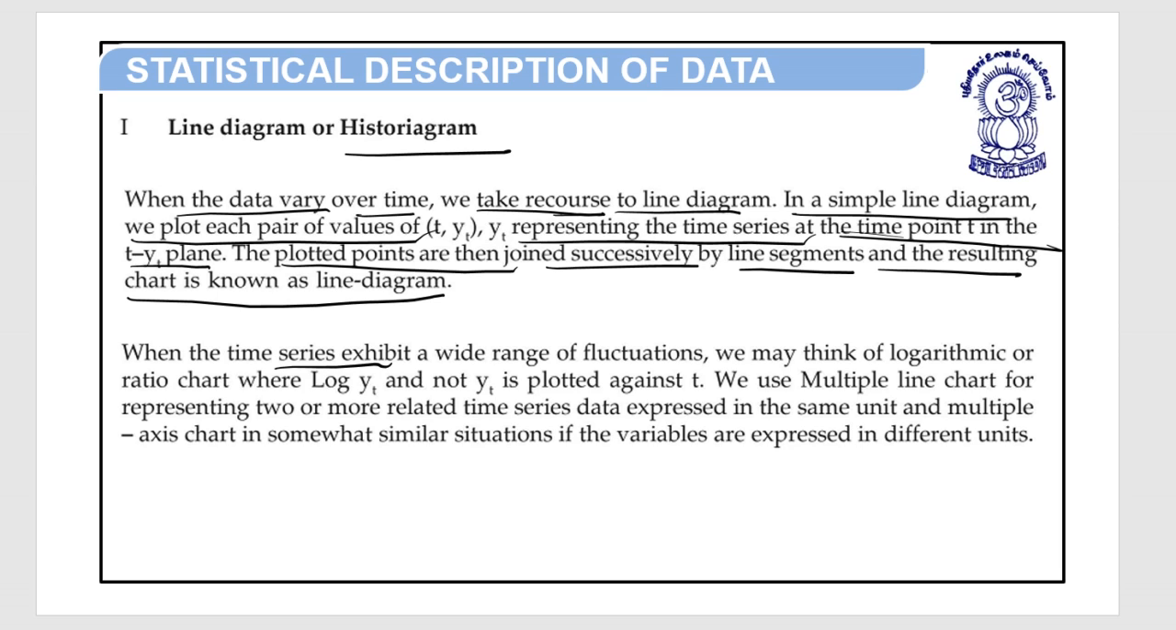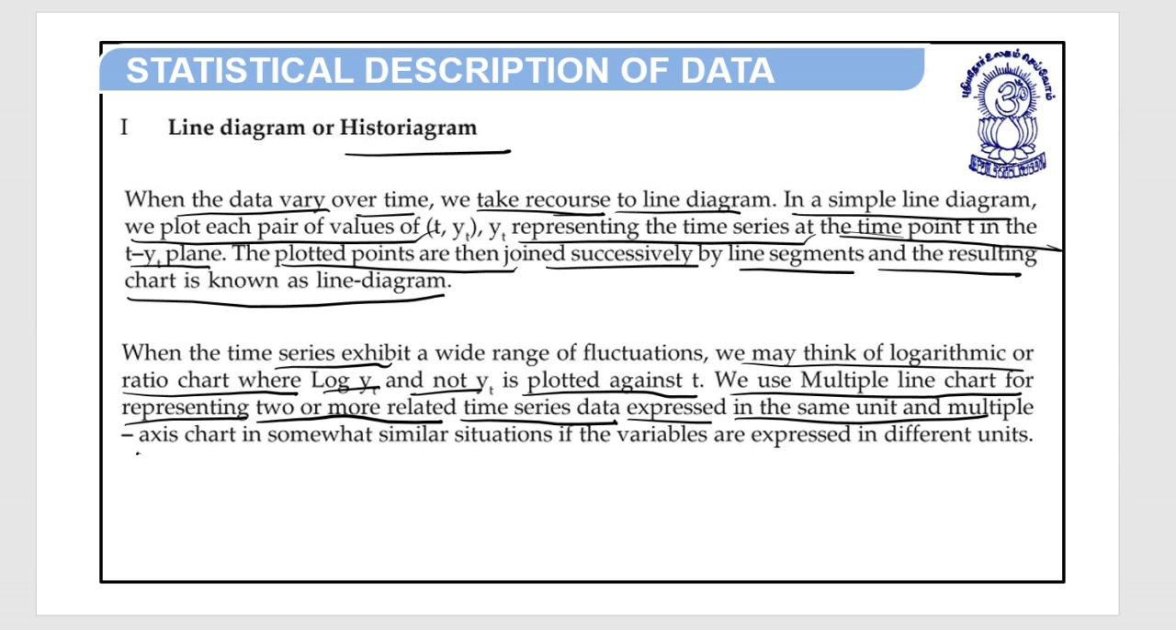When the time series exhibits a wide range of fluctuations, we may think of a logarithmic or ratio chart, where log y and not y is plotted against t. We use a multiple line chart for representing two or more related time series data expressed in the same unit, and a multiple axis chart in somewhat similar situations if the variables are expressed in different units.